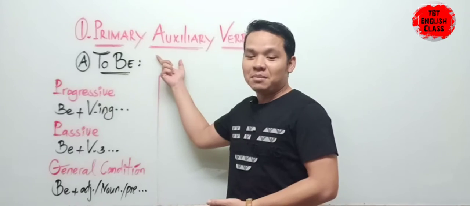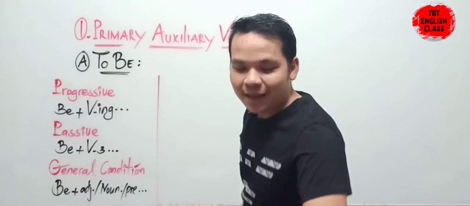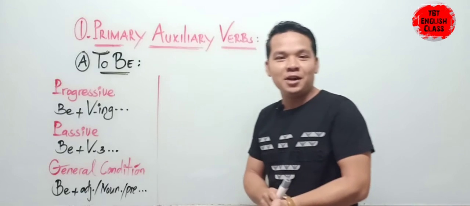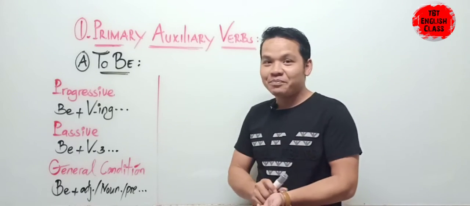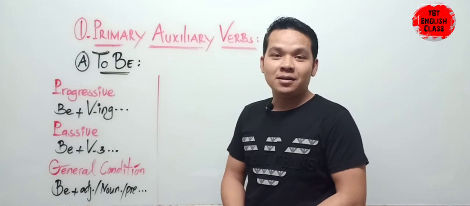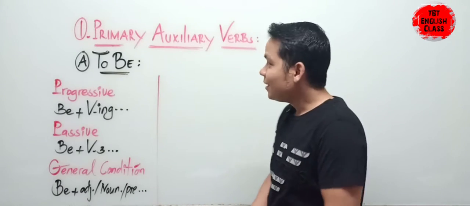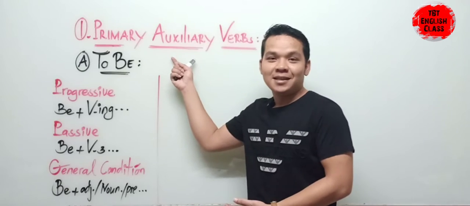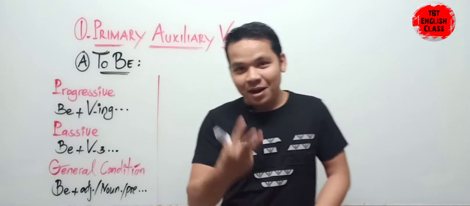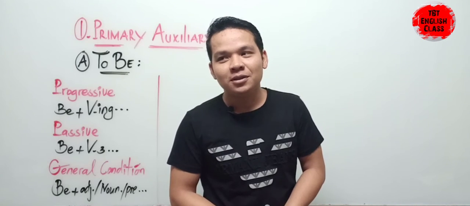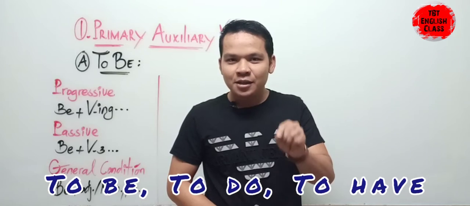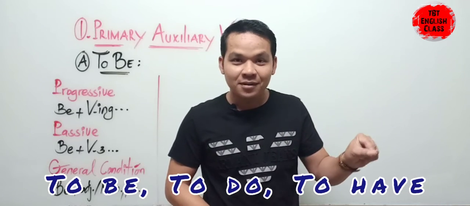It is about primary auxiliary verbs that I want to show everyone, to learn how to use primary auxiliary verbs one by one. Okay, so as you see, first I learned about auxiliary verbs, and this one is the first part, talking about primary auxiliary verbs. And you know, primary auxiliary verbs, we refer to three types: verb to be, to do, and verb to have. You get it?